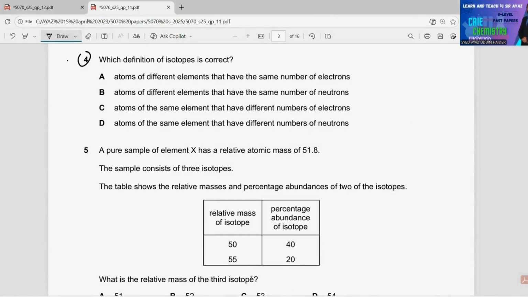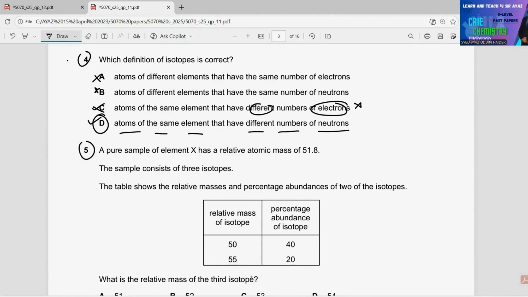Number 4. Which definition of isotopes is correct? You know that there are different atoms of same element. So atoms of different elements, both of this A and B incorrect. Either C is correct or D is correct. The atoms of the same element that have different number of electrons. This is also incorrect. Isotopes, they have same number of electrons, not different. So D must be the right answer. Atoms of the same element that have different numbers of neutrons. So this is correct.